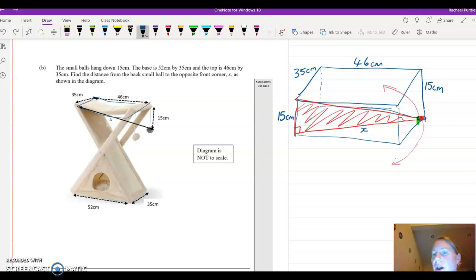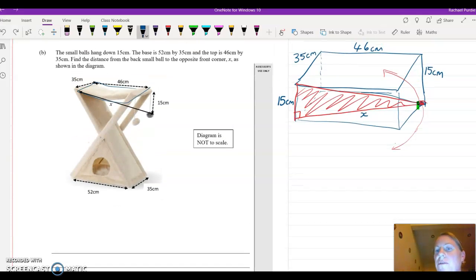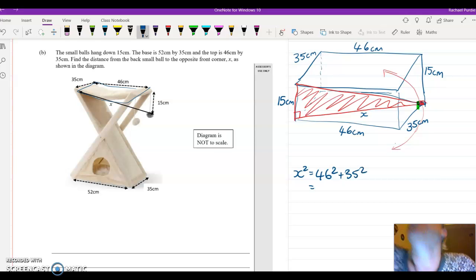So let's find that hypotenuse first. Remember it's the same lengths going along here, and that length there is 35 centimetres because it's the same at the bottom and the top all the way around. It's a nice cuboid. So yeah, off you go. So we've got x squared being 46 squared plus 35 squared.